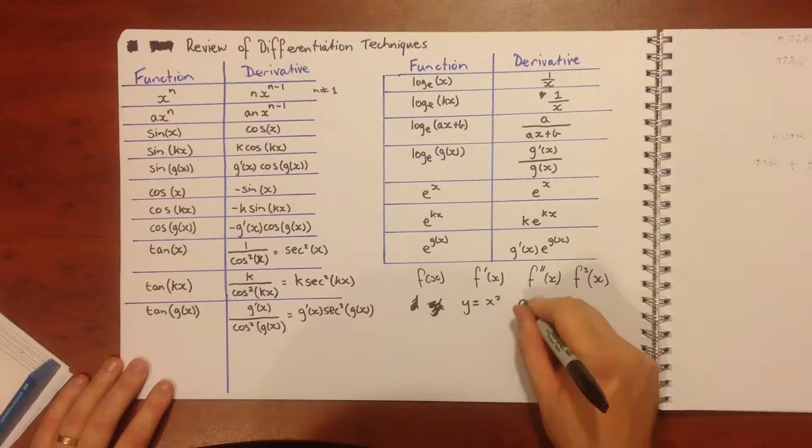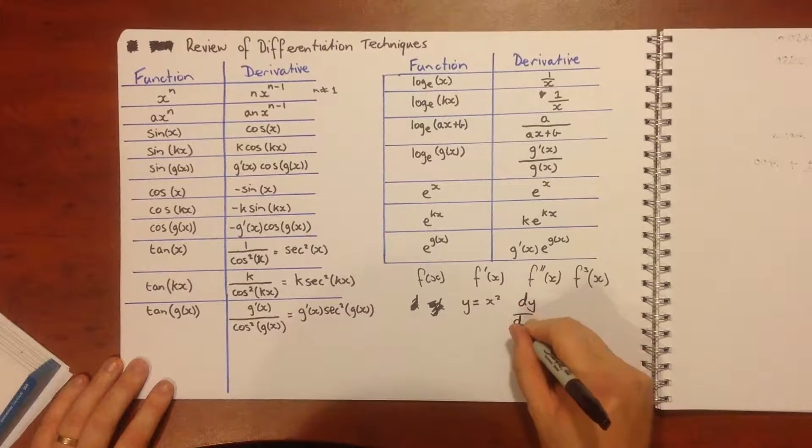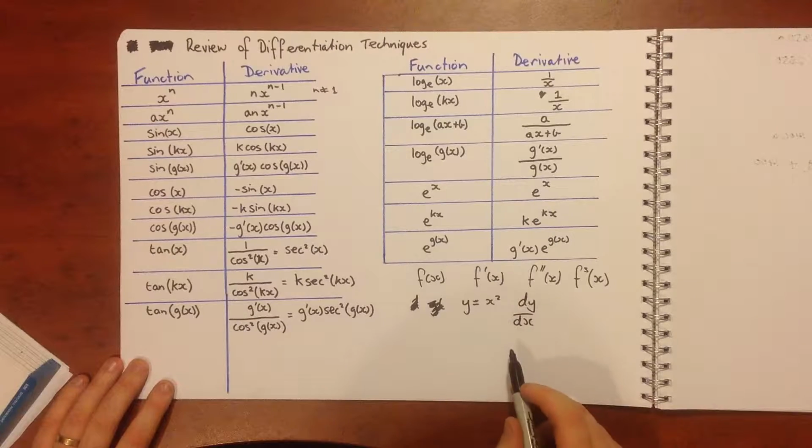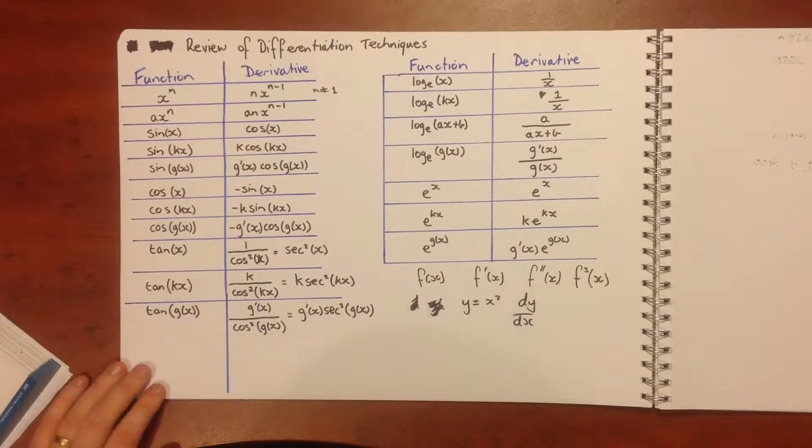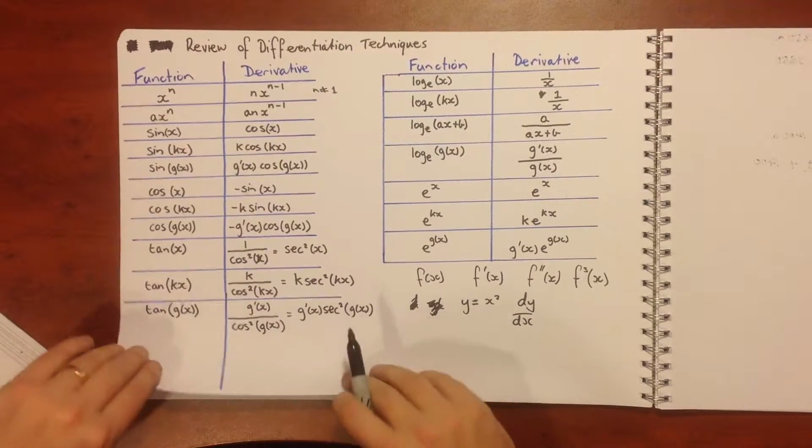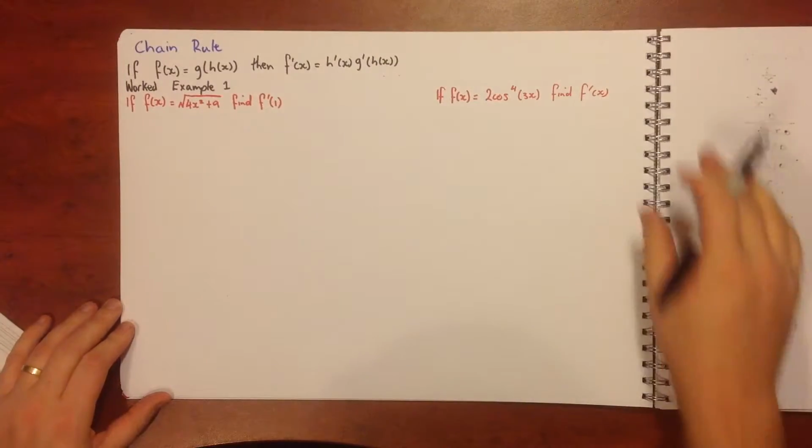It's because we say that the derivative can be written as dy dx, and we read that as the derivative of y with respect to x. It's a little bit different when we start talking about second derivatives. This way can work quite well with the chain rule, as you'll see coming up. So we'll get stuck into some worked examples.